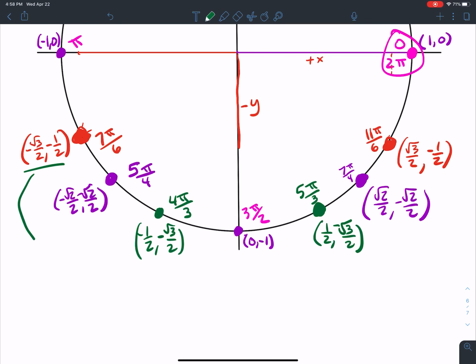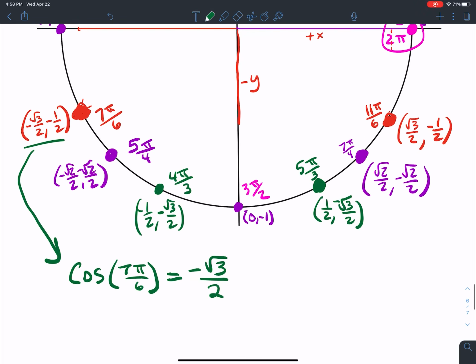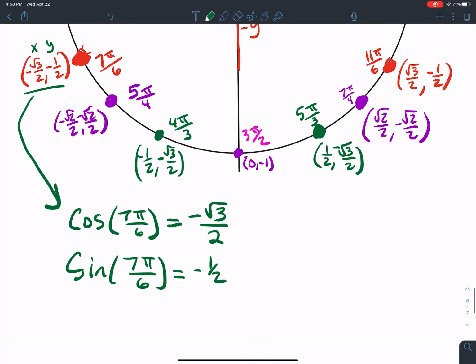So what does this tell me? The cosine of 7 pi over 6 is equal to negative square root 3 over 2. And it also tells me that the sine of 7 pi over 6 is equal to negative 1/2. Okay? Remember, this is my x and this is my y value. Okay? So what does that tell me?